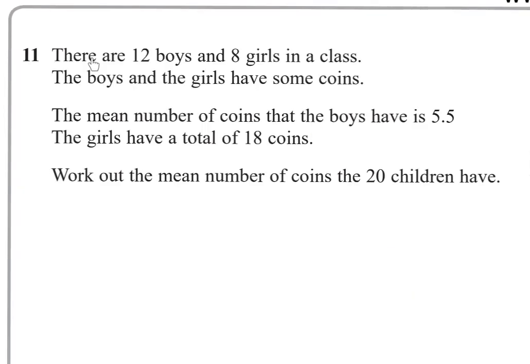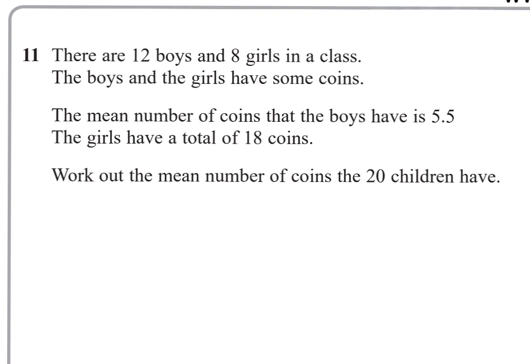Number 11. There are 12 boys and 8 girls in a class. The boys and the girls have some coins. The mean number of coins that the boys have is 5.5. The girls have a total of 18 coins. Work out the mean number of coins that the 20 children have. To find the mean number of coins for all, you need to find the sum divided by the total number. So I need to find the sum of all coins divided by the number of children, which is 20.